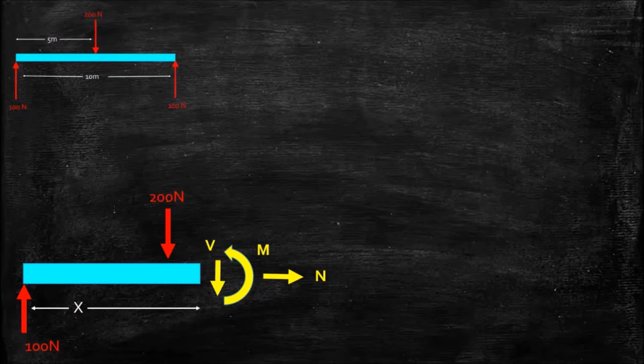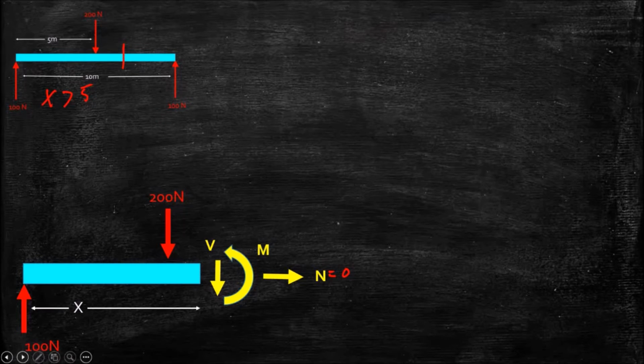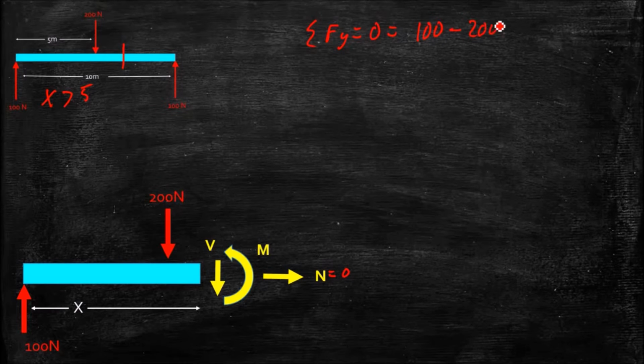Now here we're taking a section to the right of that applied force, so x is greater than 5, and I'm going to ignore x exactly equal to 5 for just the moment. Again, our normal force is 0 by inspection. So if we look at the sum of the forces in the y direction, that's equal to 0 for equilibrium. We have our 100 newtons minus the 200 newton applied load minus our shear force V, which we've drawn pointed downward. If I solve for V, I get V equals minus 100.